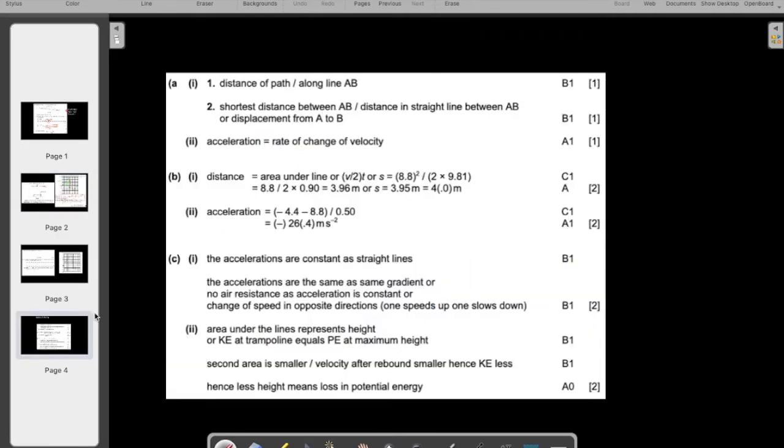Let us tally with the mark scheme. Yes, they also suggest the same thing. They have taken g as 9.81, right? Alright, done.